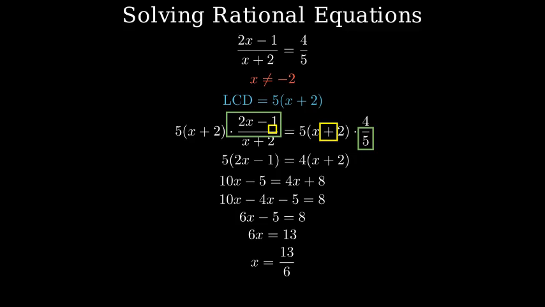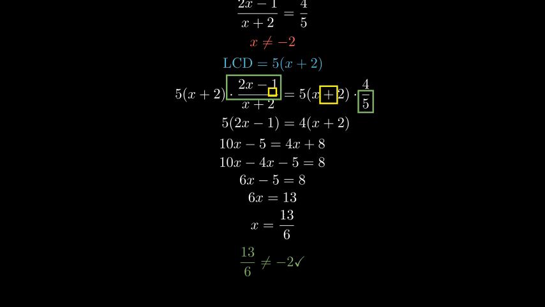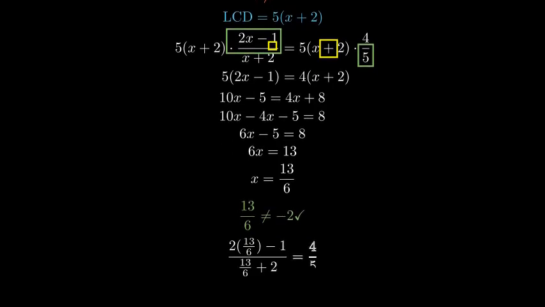Let's verify our solution by checking that it satisfies our domain restriction and the original equation. First, 13/6 is not equal to -2, so it satisfies our domain restriction. Now let's substitute x = 13/6 back into the original equation.